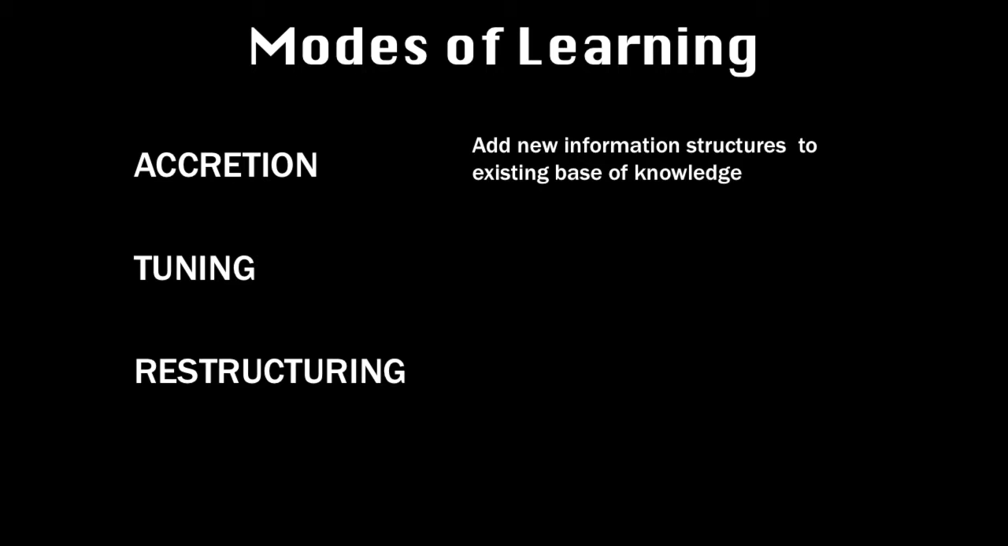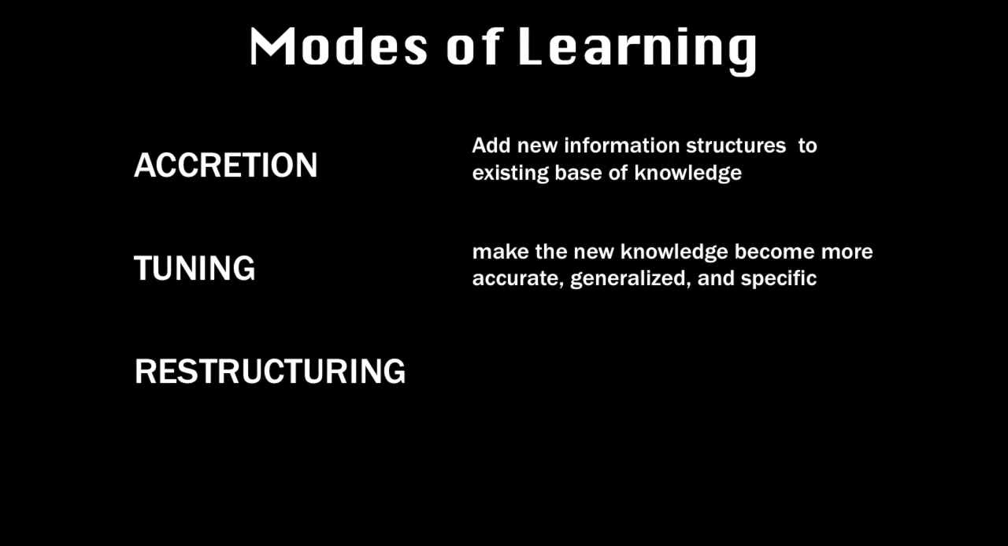The three modes of learning are accretion, turning, and restructuring. Accretion is the most common mode of learning, and it means that people add new information structures to their existing base of knowledge or memory. The accumulation of new knowledge allows learners to build up the base of information and store a large number of new specific knowledge. This mode of learning is used frequently.